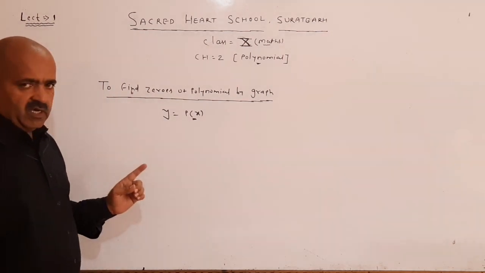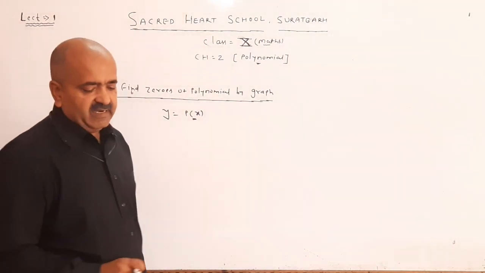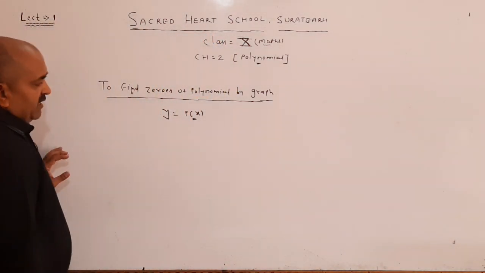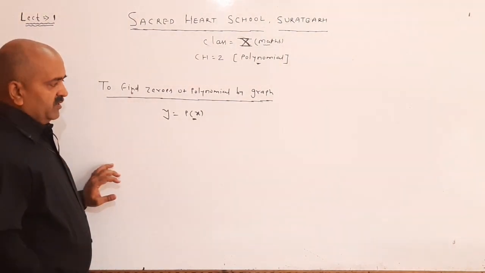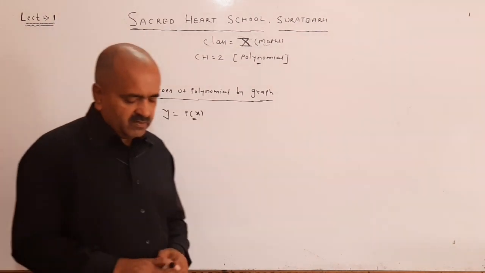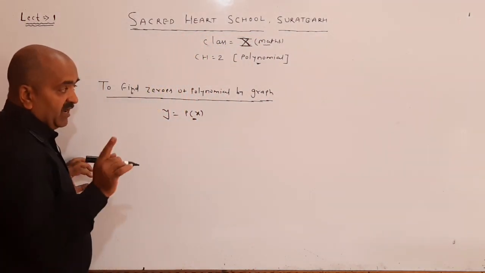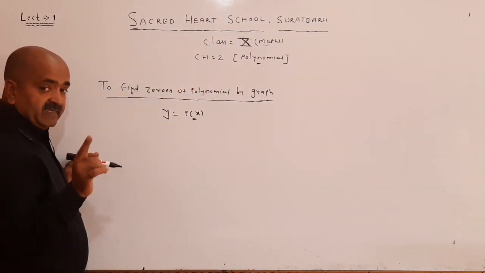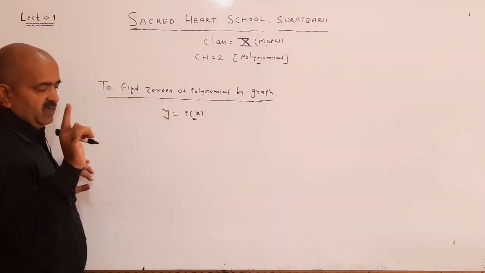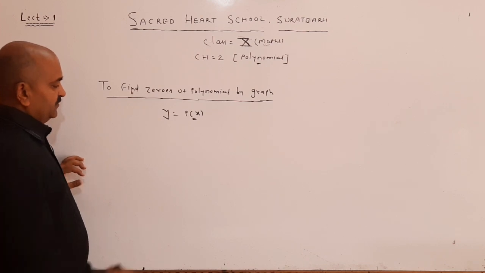Yes students, if we draw the graph of any polynomial and that graph intersects the x-axis, how many points? Those points are the zeros of the polynomial. I repeat, this is most important: the points where the graph intersects the x-axis are the zeros of the polynomial.